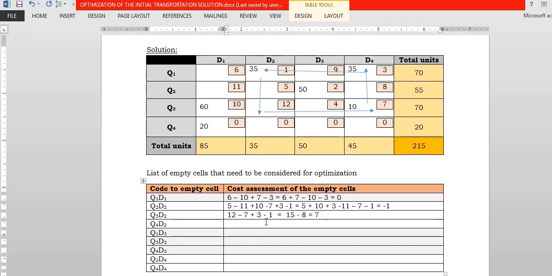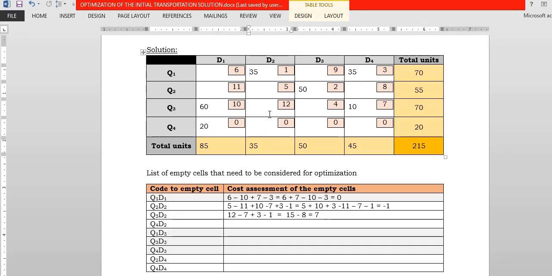Then we have Q4D2. Q4D2. So again we delete these lines, so we can proceed. Okay, so now Q4D4, Q4D2, it is down here, Q4D2.